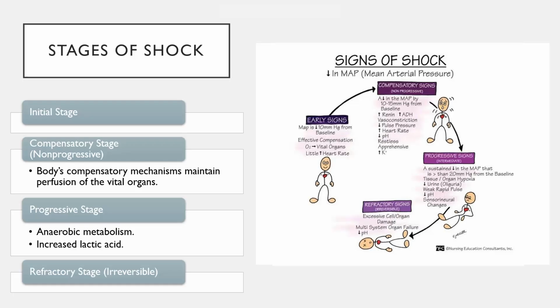So think about having too much lactic acid. What does that result in? You're going to see the kidneys start to go in overload or not even work anymore. You're going to have metabolic acidosis. You're going to see your lungs start to compensate. Then it goes to the refractory stage. This is irreversible and likely going to end up in multi-system organ failure and death.